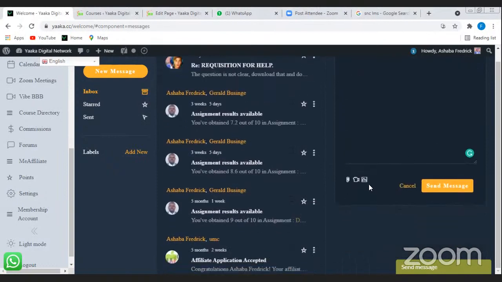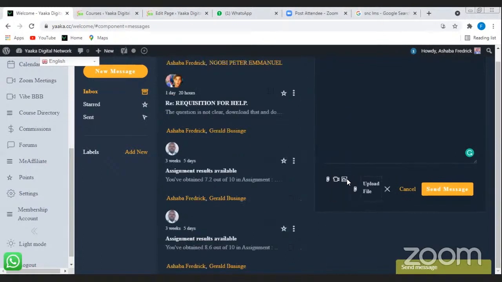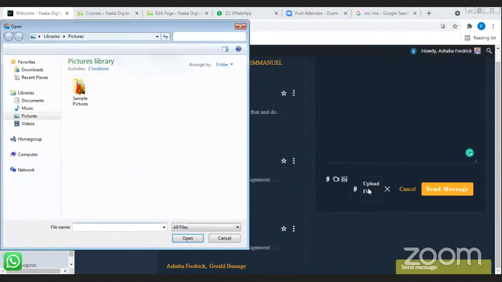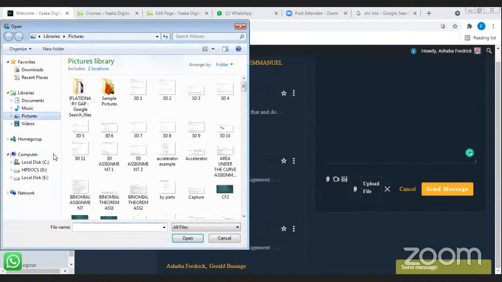Then after doing your work and typing it, you'll come and choose this arrow, this thing here for attachment. Okay. So when you click on attachment, then it says upload file. So when it says upload file, you click on the upload file. Then it will take you to your computer or somewhere where your work is stored. Then you click on it, you double click on it, and then it comes. Okay.